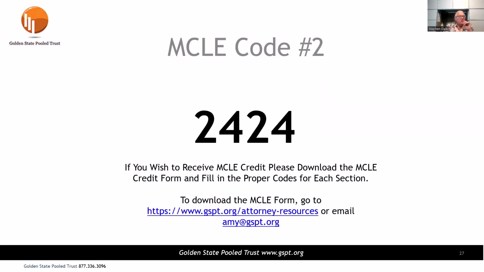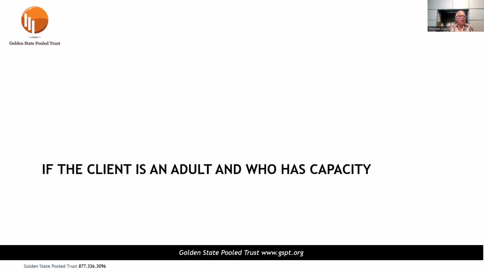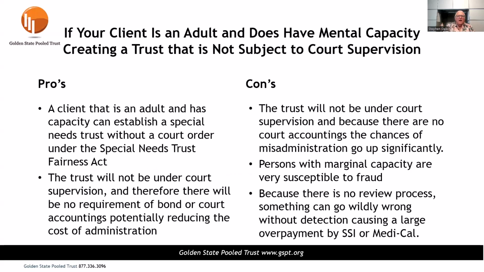So our second code is 2424. This is code number 2. So if a client is an adult who does have capacity, it may not be under court supervision. Candace, I'll tell you, my experience is the most hazardous cases are the folks that technically have capacity but have severe challenges. And I have to tell you, I have learned the hard way that cases where you technically don't have them brought under supervision, you might want to rethink that.